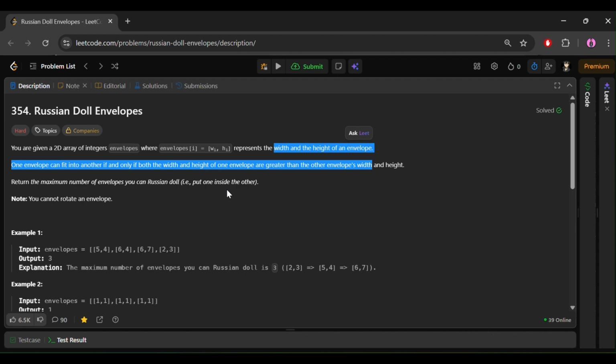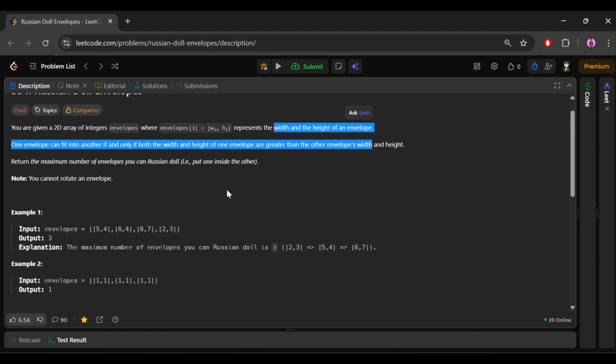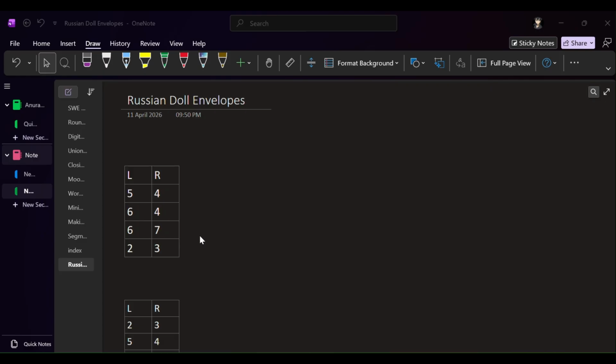So we need to put one envelope into another envelope and continue this series till we reach the smallest envelope. So let's move to the test case. We are given the breadth and height of each envelope in the form of a 2D array.